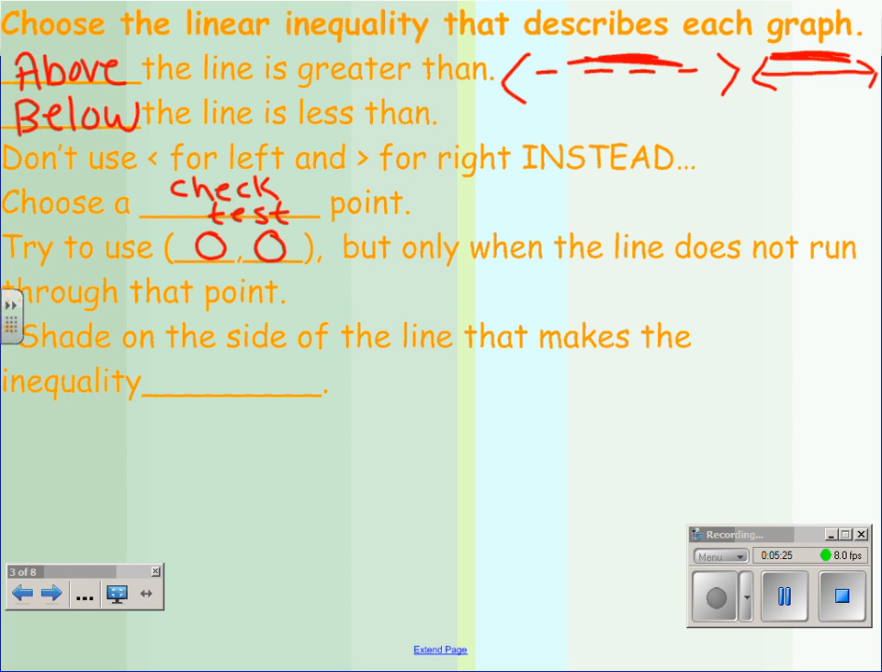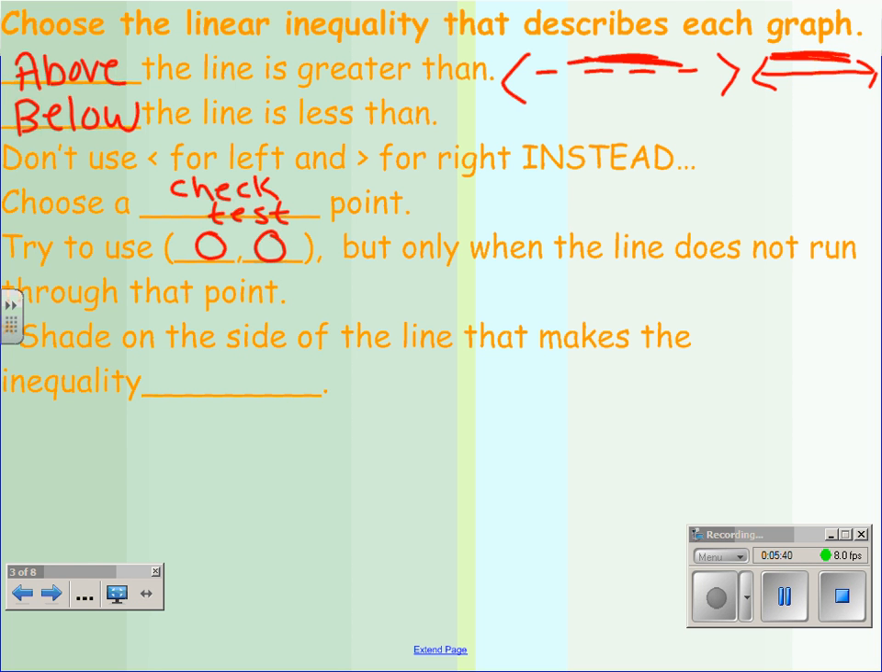Try to use 0, 0, but only when the line does not run through that point. So in other words, if the line runs through the origin, then you can't use 0, 0 because 0, 0 is actually on the line. So as long as 0, 0 is not on the line, then we can use 0, 0 as a checkpoint. And you're going to see me using that today.